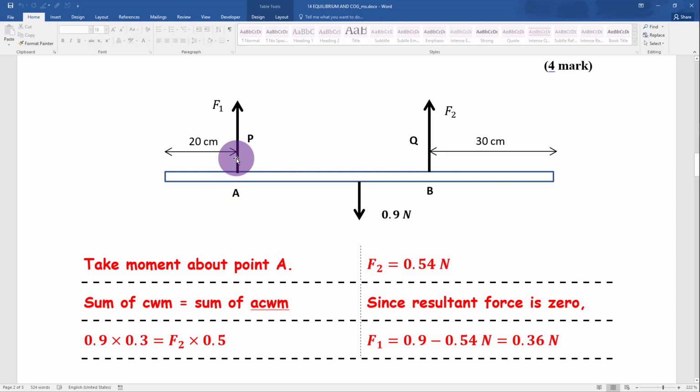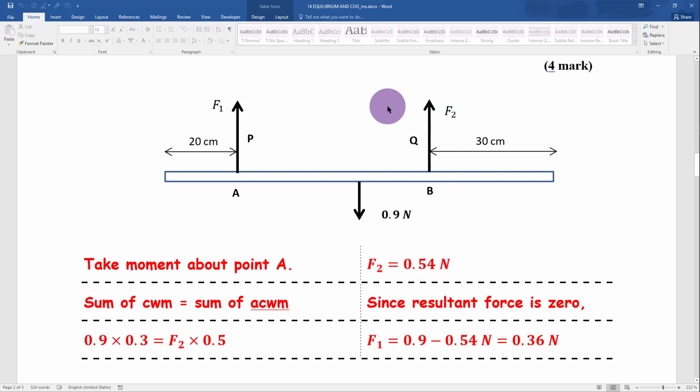All distances which are going to the line of action, which are making 90 degrees with the line of action of the given forces, should be measured from that point. So this is 30 centimeters, where this is 50 centimeters. So again, when I manipulate values, I get this expression here: 0.9 times 0.3, the 0.3, that is clockwise moment, and then F2 times 0.5, which is 50 centimeters, is this distance here. So I get F2 to be 0.54 newtons.